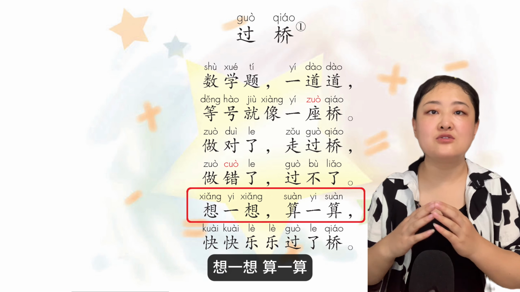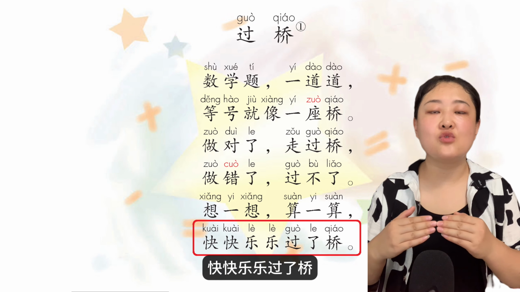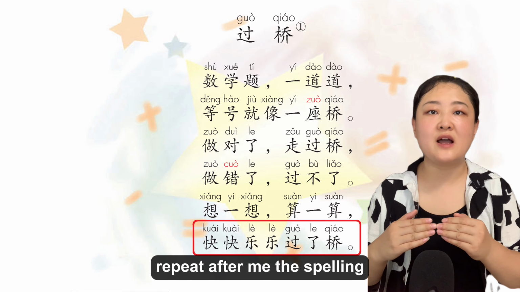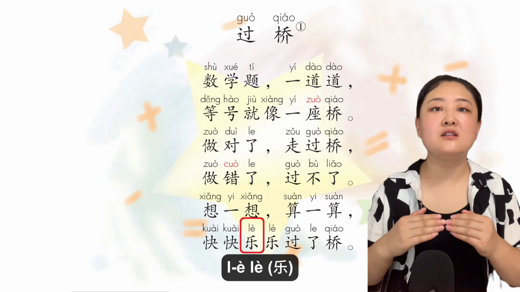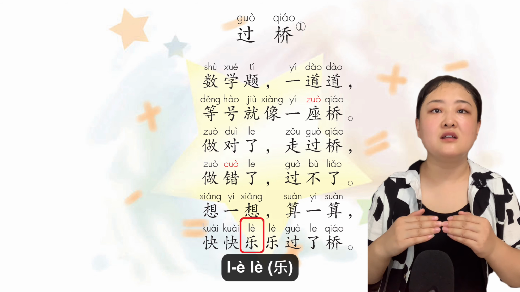And then the last line, 快快乐乐过了桥. Repeat after me the spelling. 快. 乐乐. 快乐 means merriment or happiness. 快快乐乐 is the adverb, happily. 过了桥. So you can see what this nursery rhyme is about.